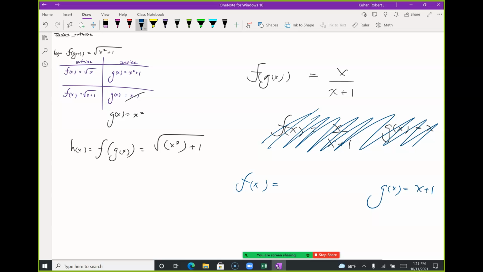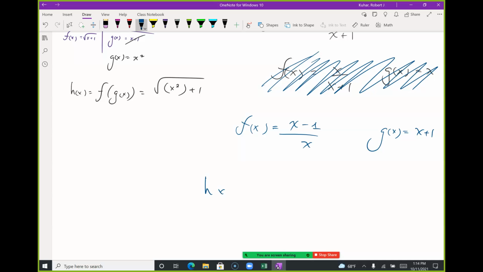Well, what if I tell you g of x is x plus 1? How about now? What do you got for me? It will be x plus 1 over x plus 2. Almost. I'm trying to find the function before the composition, not after the composition. It's x minus 1 over x.